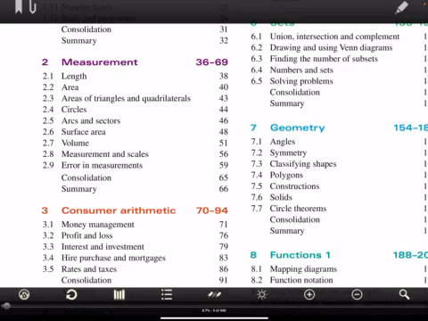Chapter 2. 2.3, 2.5, 2.7. 2.3, 2.5, 2.7.